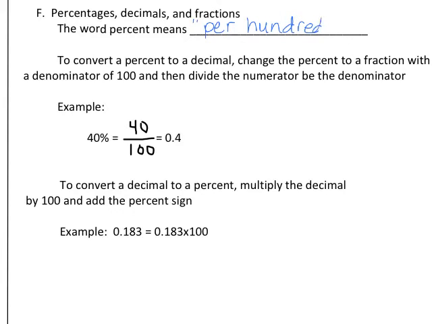So that's just something to keep in mind. Whenever you see the word per, you're going to divide by, and in this case per 100, you would be dividing by 100. So if I saw the example of 40%, I would take 40 and then divide it by 100, and that would convert it to a decimal. If you're going backwards and converting a decimal to a percent, then you would multiply that decimal by 100 and then add the percent sign.